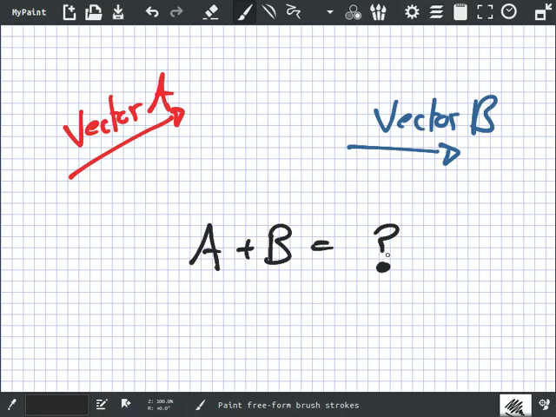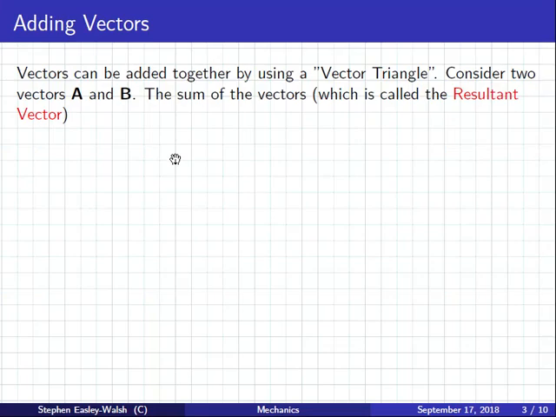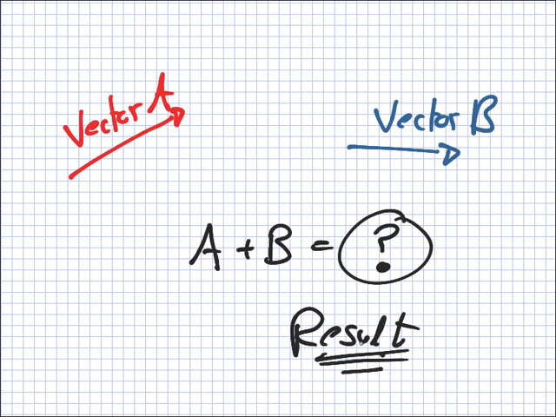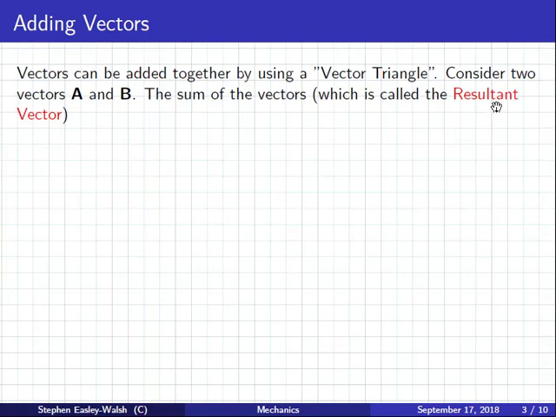We call the answer, this answer is called the resultant vector. And you know this word resultant, it's like this word, result. What does this mean in English? What's the meaning of this word, result? Just result, what you get. Yeah, what you get, the answer, yeah? So we call this the resultant vector. I think you should write this down.